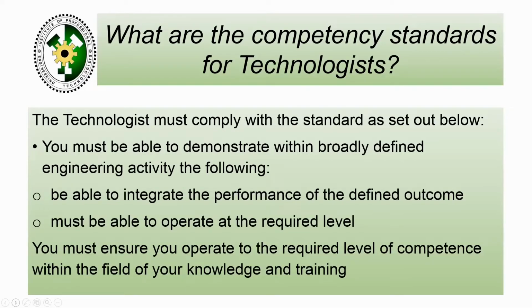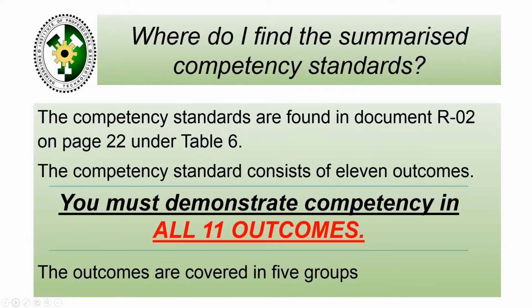What are the competency standards for technologists? Technologists must comply with the standards set out below. First, you must be able to demonstrate, within your broadly defined engineering activity, the following. You must be able to integrate the performance of the defined outcomes. You've got 11 outcomes, so you must be able to integrate your performance, and operate at the required level. The degree of competency is A, B, C, D, and E. So you must ensure you operate to the required level of competency within the field of your knowledge and training. If your mentor says you won't get into that group because you haven't got that qualification: if you've been trained to do water, don't go and try to do structures. Stay in your field of competency.